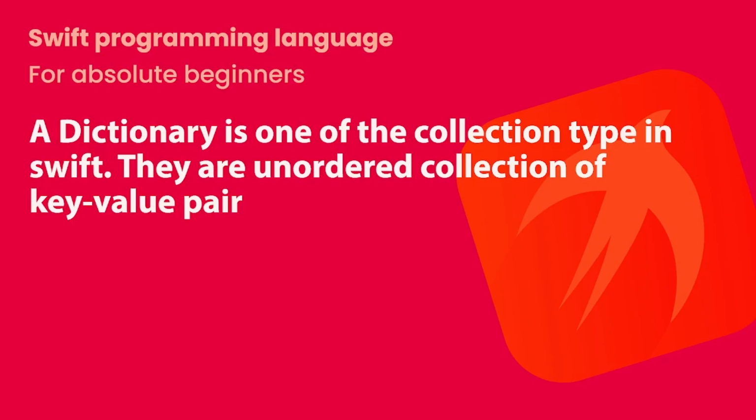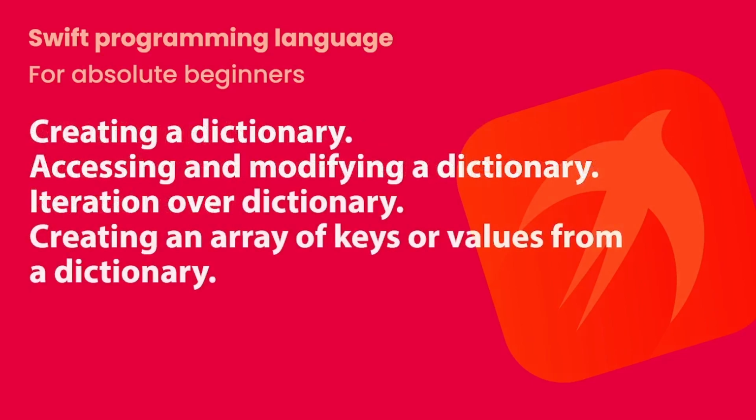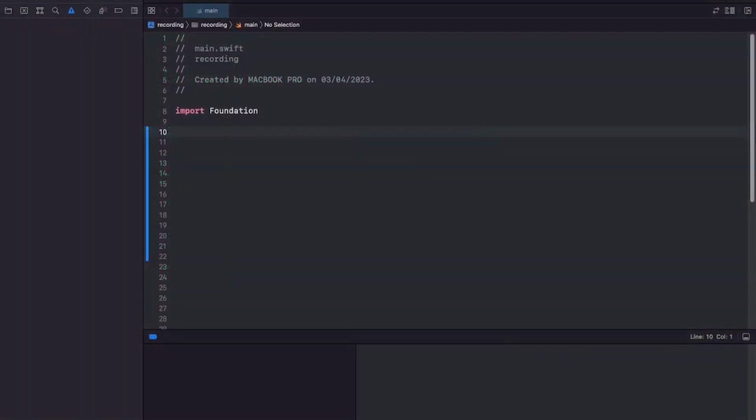In this video, we will be looking at how we can create a dictionary. We also look at accessing and modifying a dictionary. We also check how we can iterate over a dictionary. We also look at creating an array of keys or values from a dictionary. So without further ado, let's move into our Xcode.